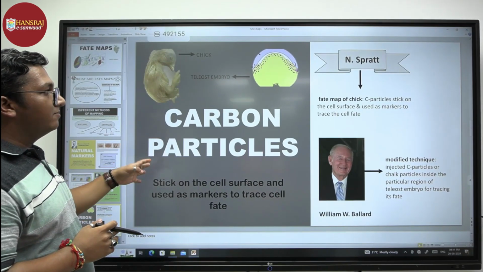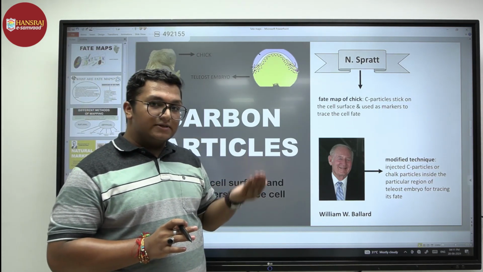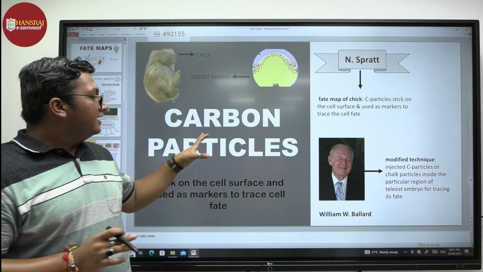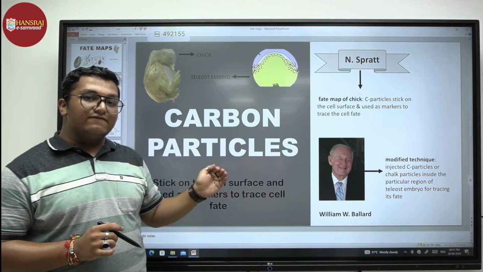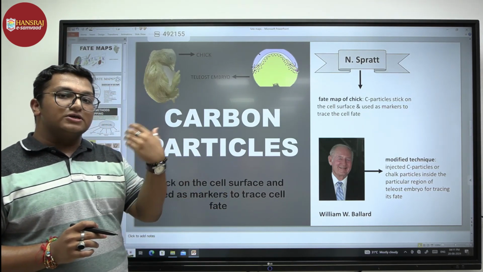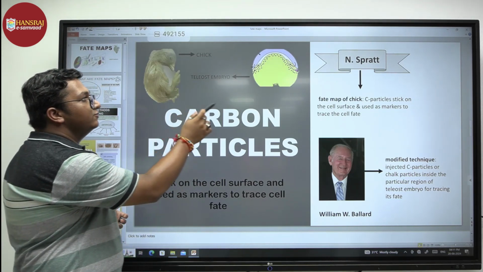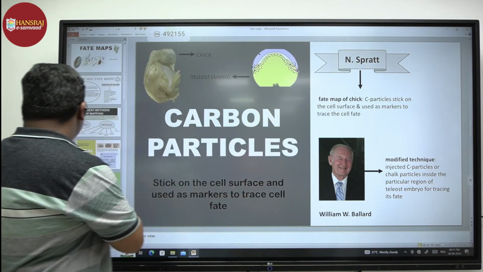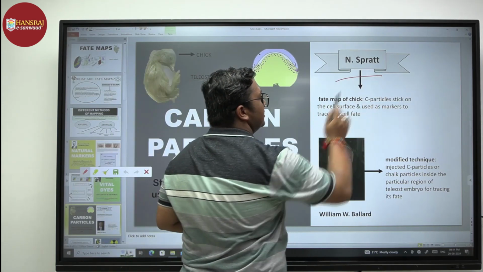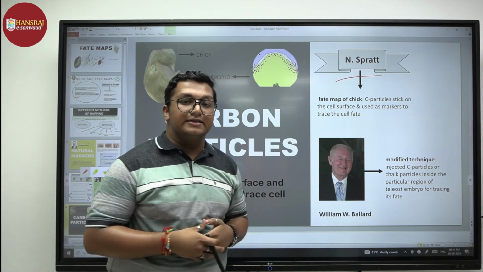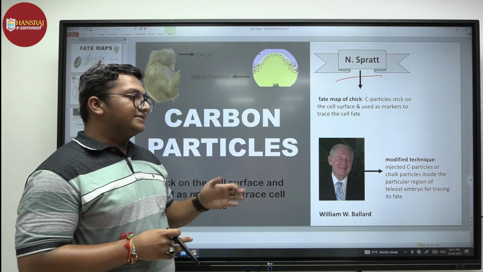Moving forward, we have carbon particles. It is very similar to vital dyes, just that there we were letting the dyes diffuse into the cells. In carbon particles, we let the carbon particles stick on the cell surface so that we can monitor the movements and the cell looks apart from the cell mass, in which all the cells look similar. So in it, we have two examples, and the examples of two scientists who worked on carbon particles. First one was N. Spratt, who made the fate map of chick. In that, carbon particles were stuck on the cell surface and the movements were monitored to trace the cell fate.